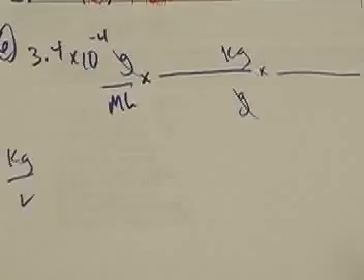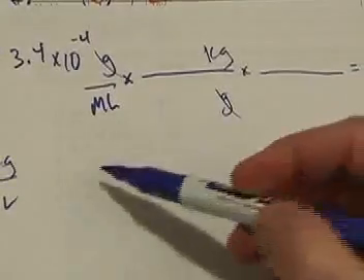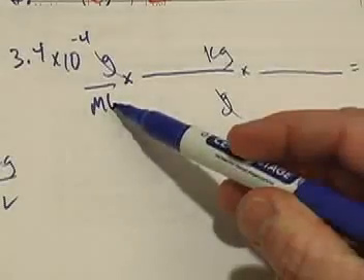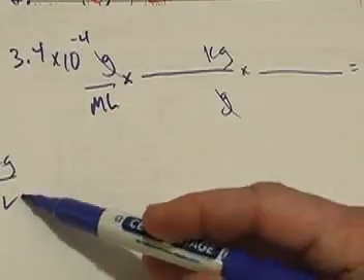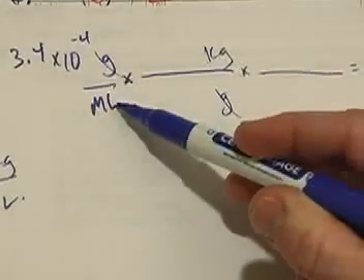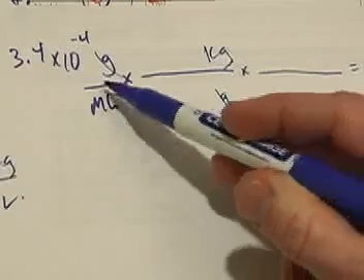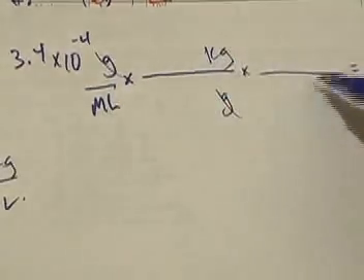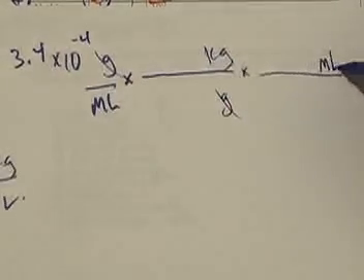So now, second thing I want to do is put my milliliters in a position where it's going to cancel, and put liters as my new set of units. Notice where milliliters are here. They're on the bottom of this fraction. So I want to put milliliters on the top up here to get them to cancel.